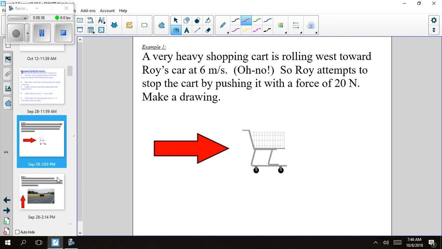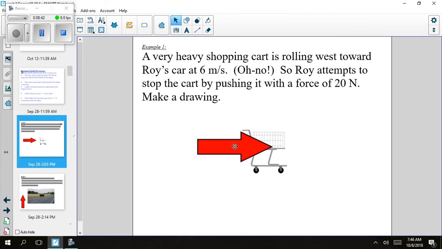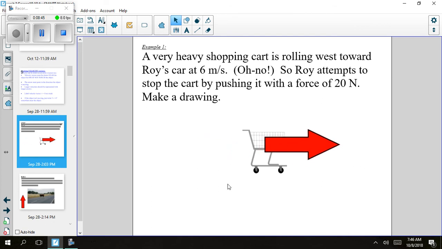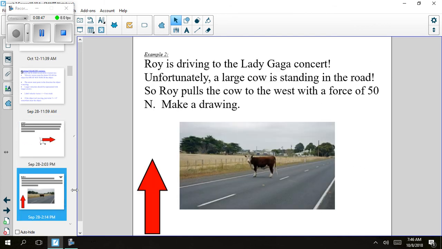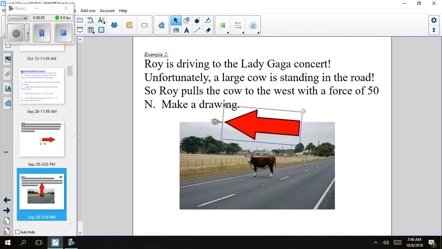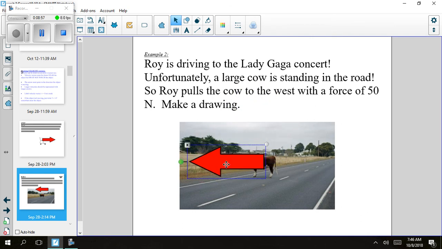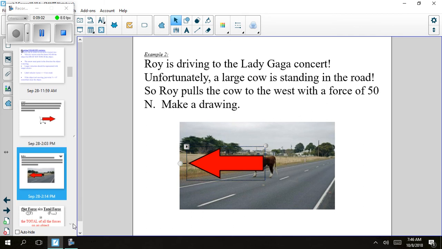Alright, here's a cart, and he's going to stop the cart with a force of 20 newtons. It's rolling west, so that means he has to push to the east. And then we have this awesome cow that's standing on the road, so Roy pulls the cow to the west. So if you're going to pull something to the west, it's going to go that way. So there's our awesome cow. Yay!